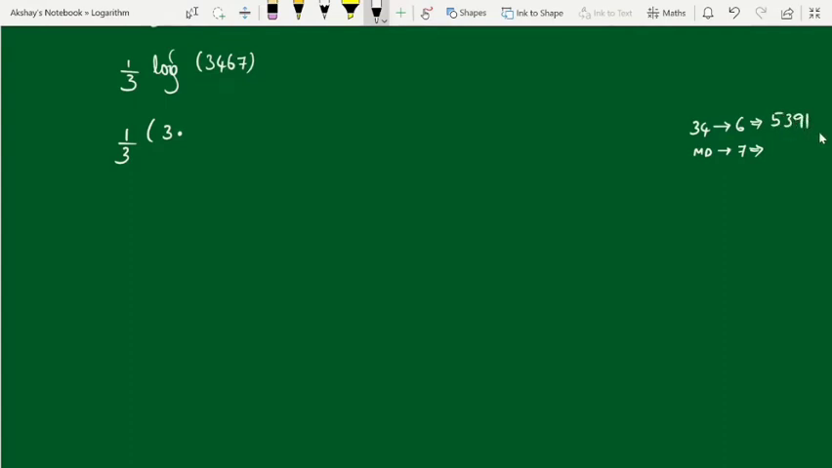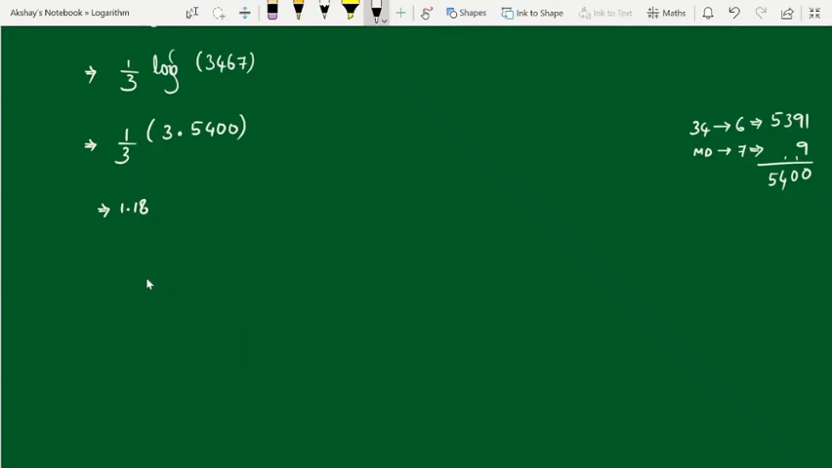Next, the mean difference value 7. For 7 here I have 9. So it will be 5391 plus 9, that is 5400. So the log is 3.5400. Now just multiply 1 by 3 into 3.5400, which is nothing but 1.18. So 1.18 we are going to get.